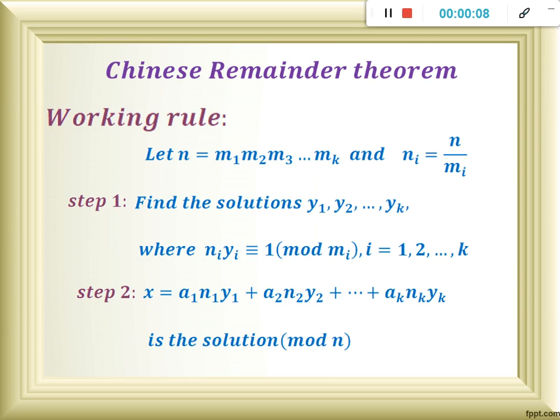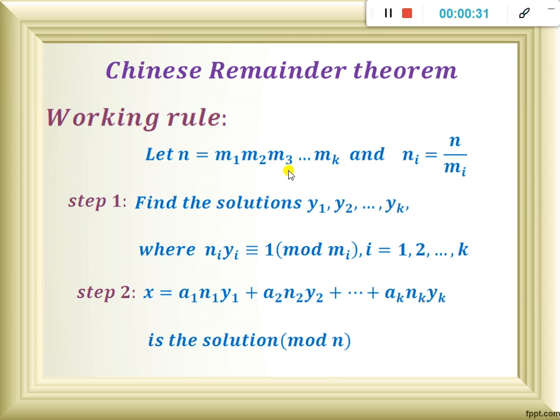Today we are going to discuss another problem on the Chinese remainder theorem. Before entering that, I would like to recall the working rule for this theorem. First, using the given divisors, we find the n value. That is, n is nothing but multiplying the modulo values m1 into m2 into m3 and so on up to mk.